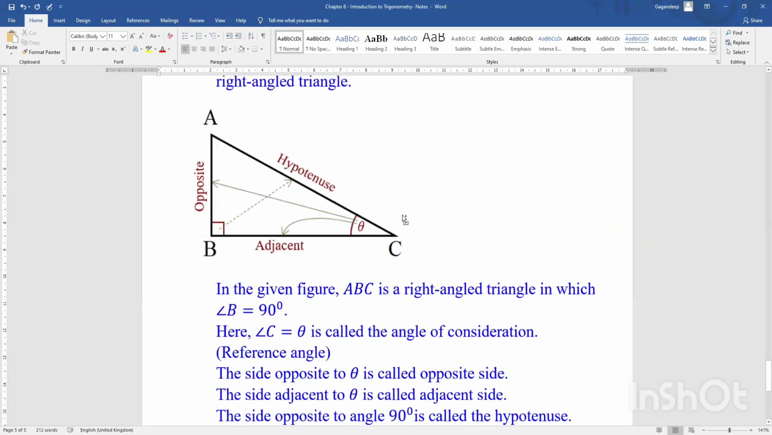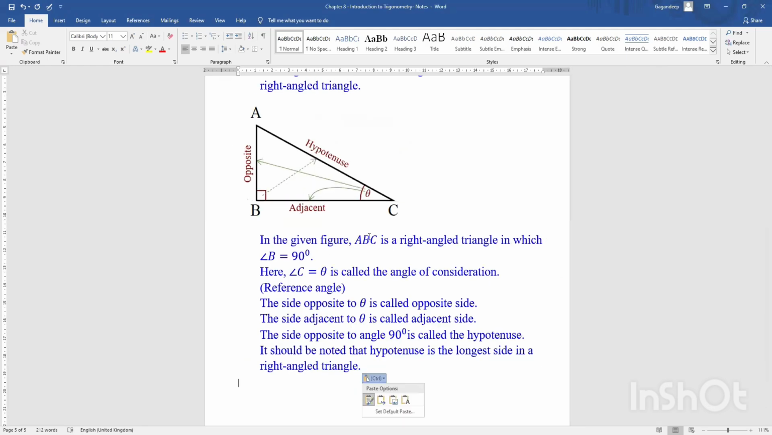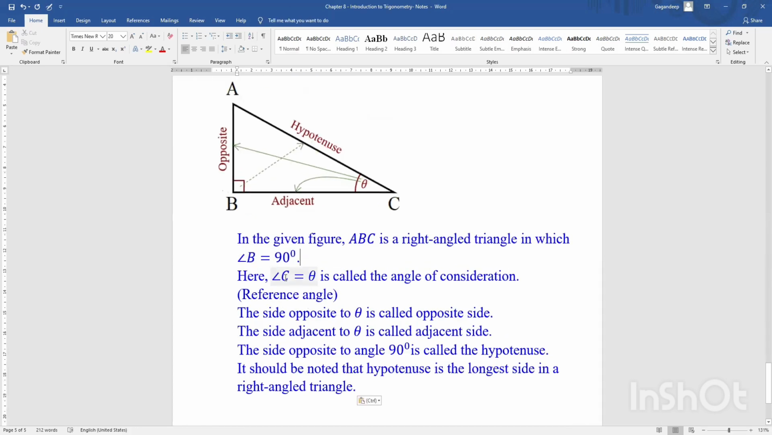In this particular figure, you have triangle ABC. It's a right angle triangle in which angle B is equal to 90 degrees. Here angle C equals theta. It's called the angle of consideration, and I can also call it the reference angle. The side opposite to theta is called the opposite side. For the angle C, which is theta, you can clearly see that AB is the opposite side.